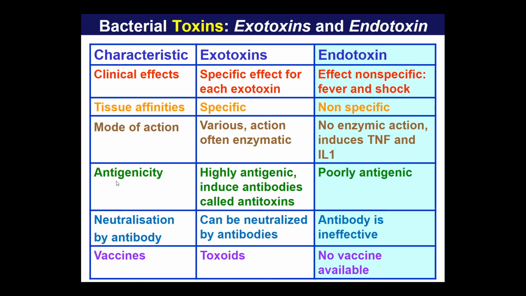Antigenicity. It means capacity of causing a specific immune response. Exotoxins are highly antigenic. They induce antibodies called antitoxins. Endotoxins are poorly antigenic. Antibodies may be produced but are weakly protective. Neutralization by antibody of the exotoxins: exotoxins can be neutralized by antibodies very effectively.